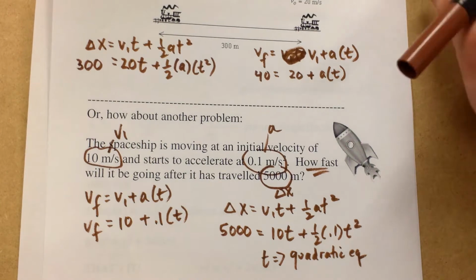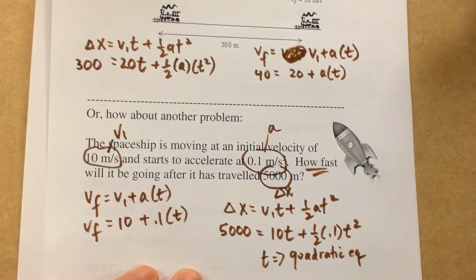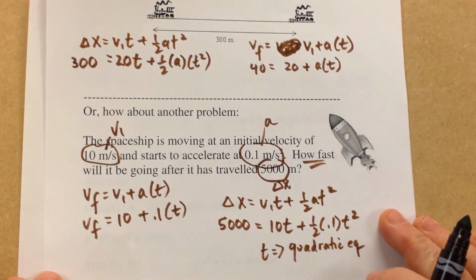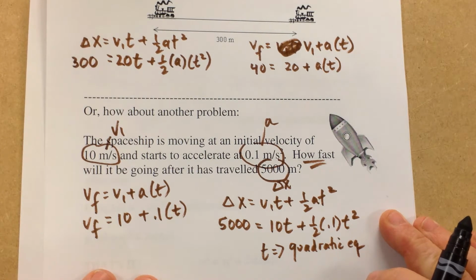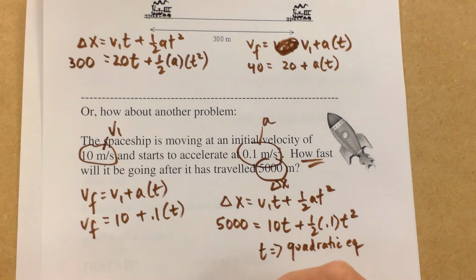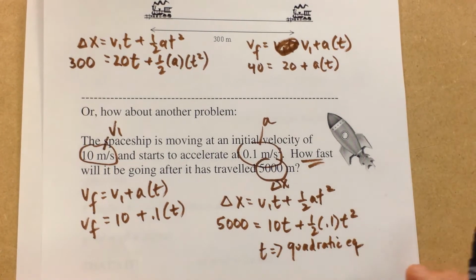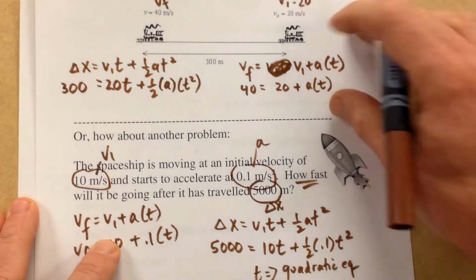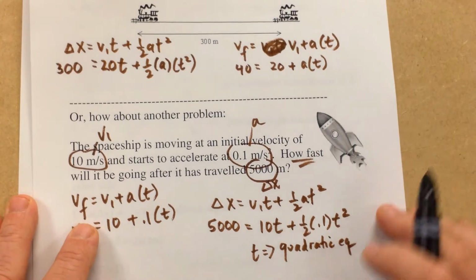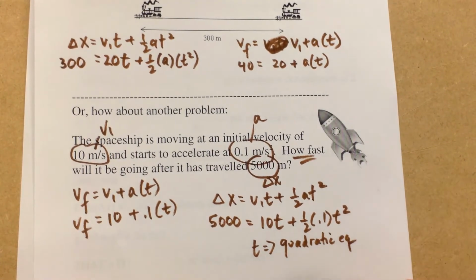So what's really common about these two problems? Do you know? These are both more difficult problems. The commonality really here is we're not sure how much time it takes for either the train or the spacecraft to do this motion. So we're unsure about time.